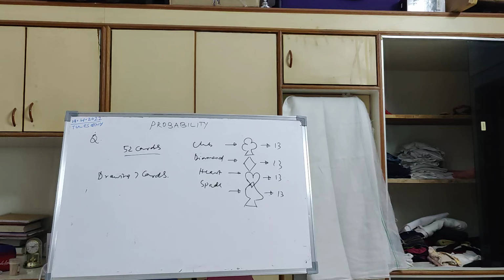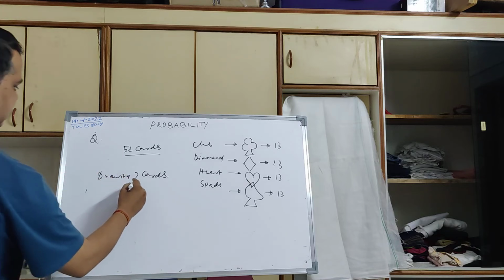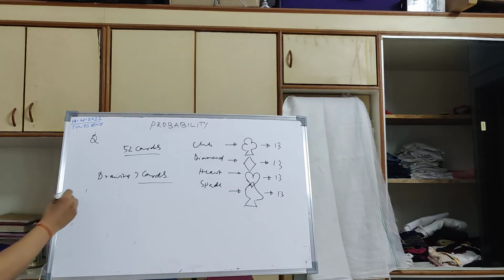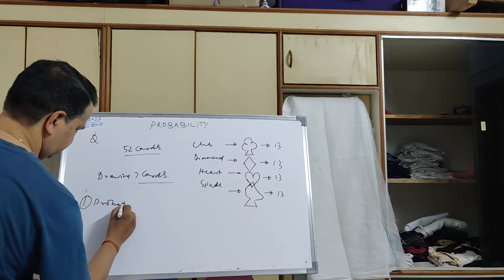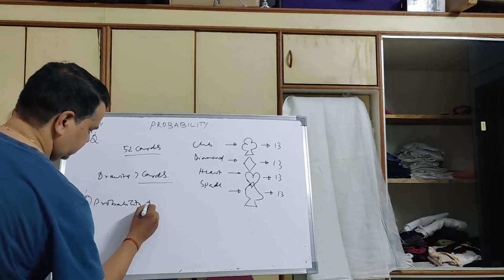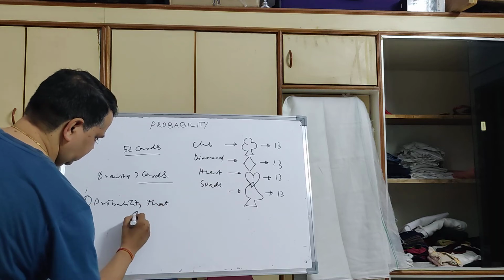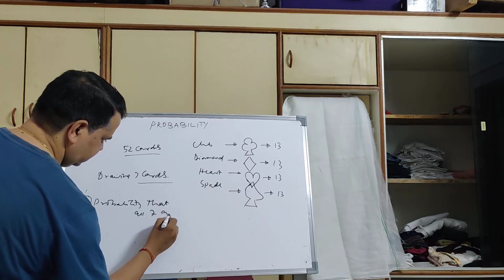When you are drawing 7 cards from a deck of 52 cards, what is the probability that it will contain all kings? Probability that all 7 are kings.